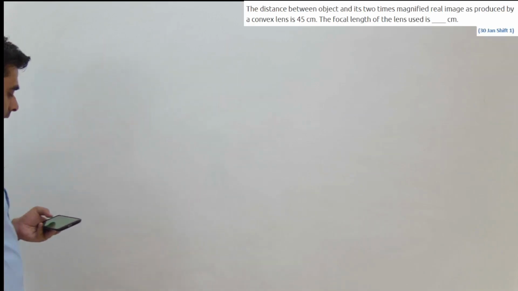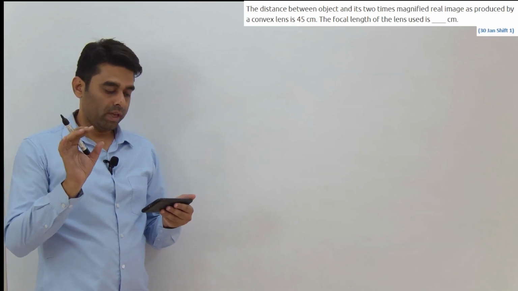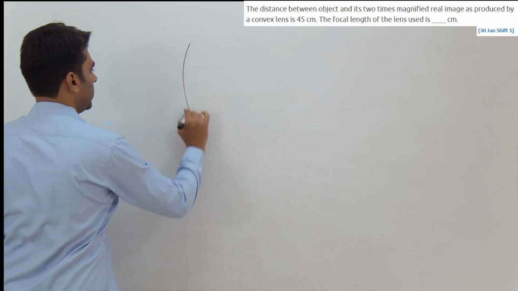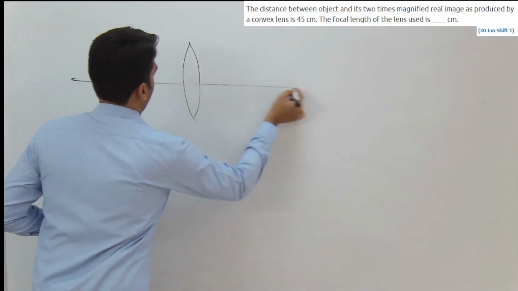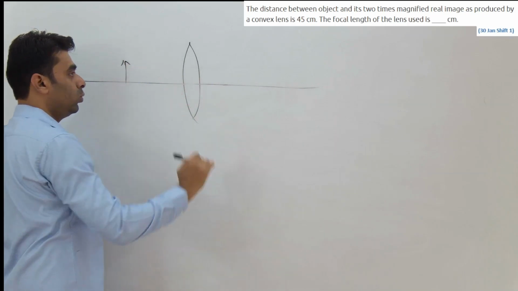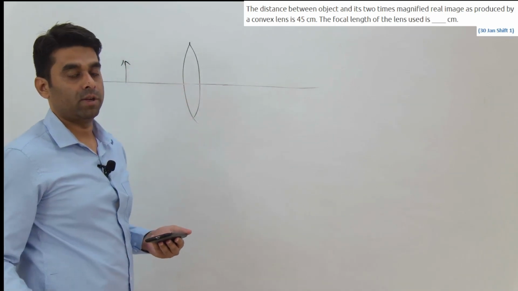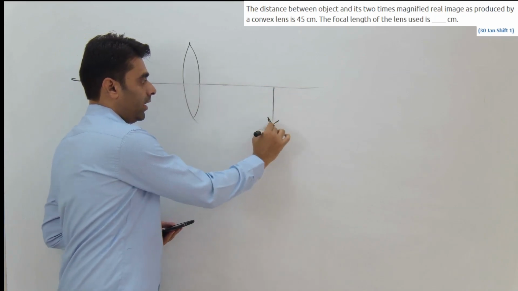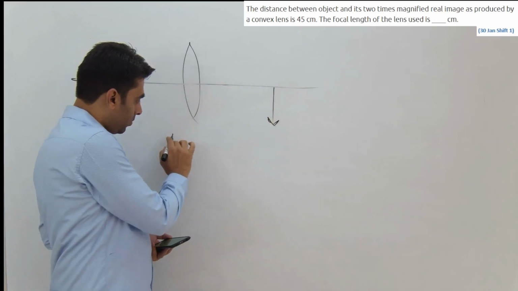Okay, so our next question is, the distance between an object and its 2 times magnified real image as produced by a convex lens is 45 centimeter. Convex lens, object, and 2 times magnified real image. A convex lens always forms a real image which is inverted, right? And its magnification is given to us as 2 times.